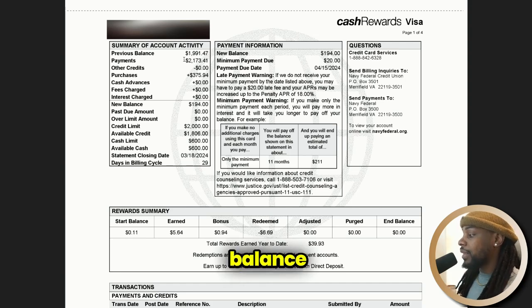So I had a previous balance of $1,991.47. Again, I did that intentionally, and I left that balance there. As you can see, I immediately made a payment of $2,173.41 because I had some pending transactions during the cycle. I spent $375.94, which left me with a balance of $194, which then made my utilization about 9%, right around there, closer to 10. And that was it. And then my score just goes back up.